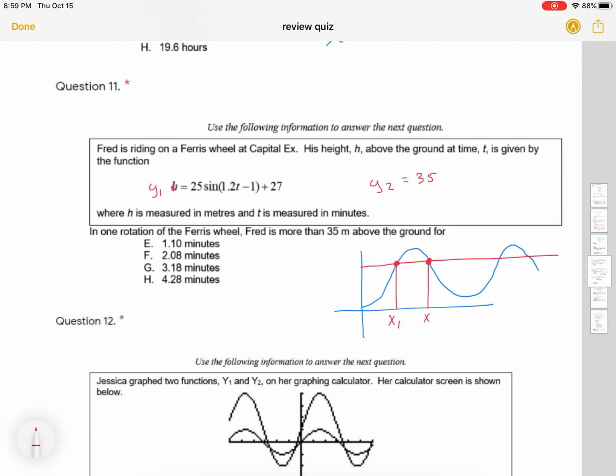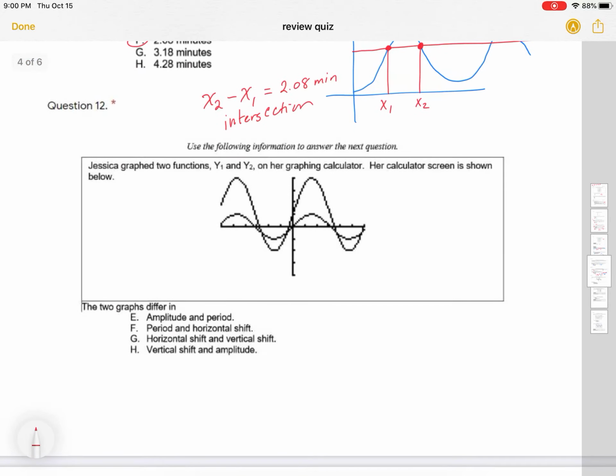So once you do that, you're going to use intersection to find this point and this point. So you're going to have x1 and x2. x2 minus x1 will give you the amount of time that he is above 35 meters. And what you're going to find is that it is 2.08 minutes, F. Okay. But you'll use intersection to find those 2 points.